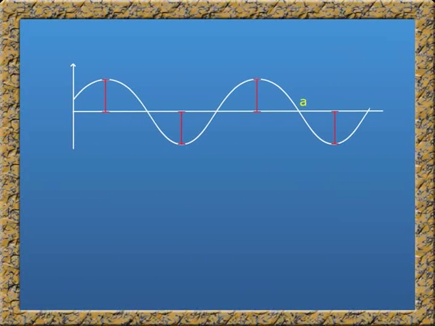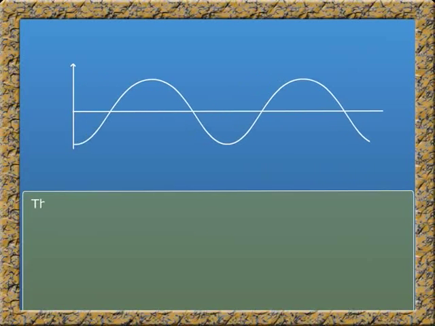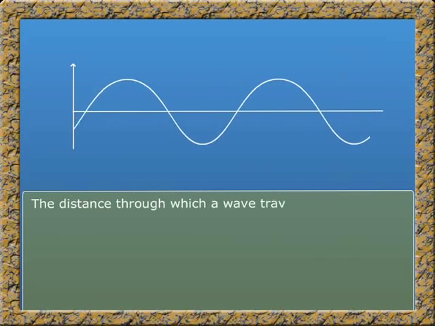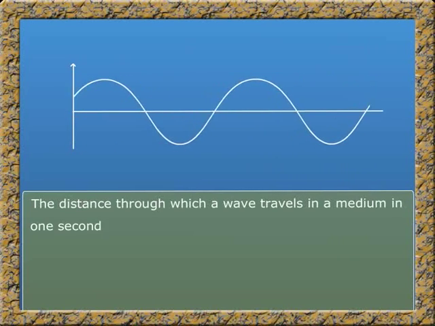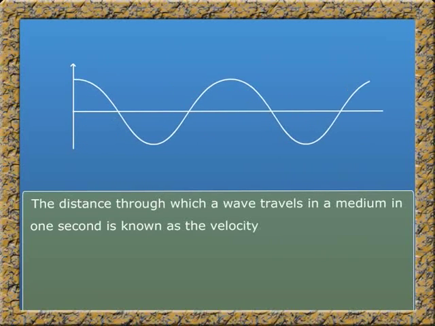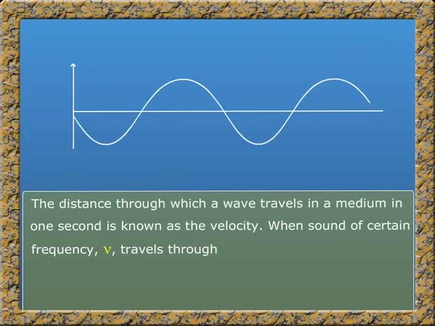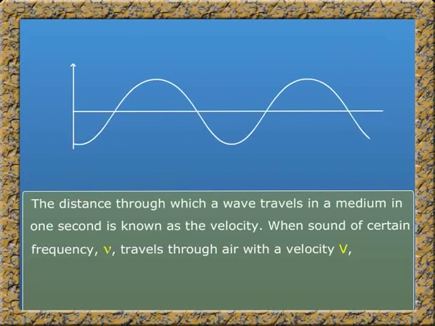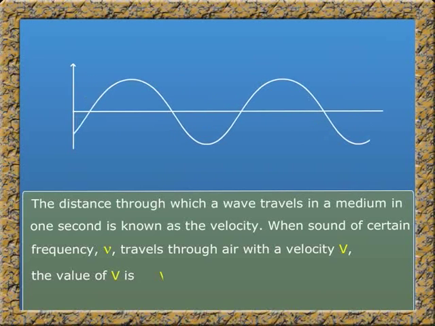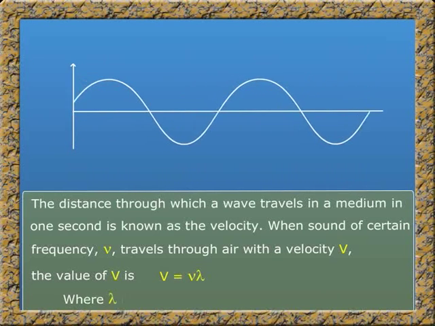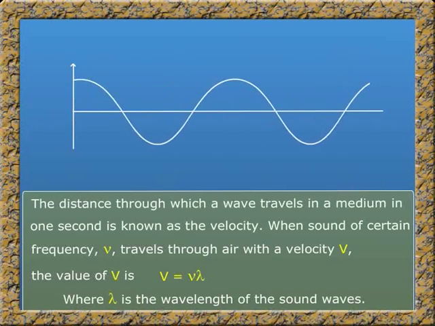The maximum displacement of the vibrating particle of the medium is known as the amplitude of the wave motion, which is determined by the energy of the wave. The distance through which a wave travels in a medium in 1 second is known as the velocity. When sound of a certain frequency nu travels through air with a velocity v, the value of v is nu into lambda, where lambda is the wavelength of the sound waves.